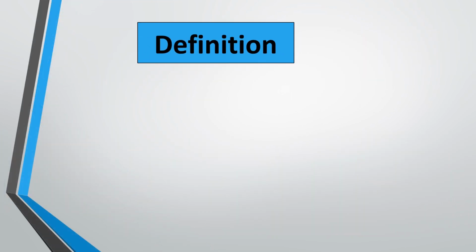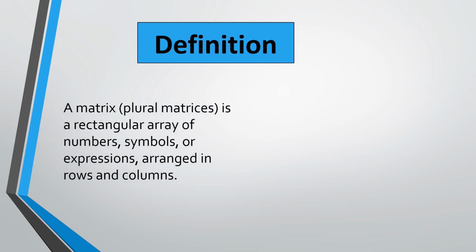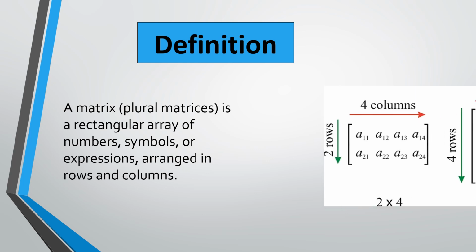Definition. A matrix is a rectangular array of numbers arranged in rows and columns enclosed by a pair of brackets and subject to certain rules of presentation.